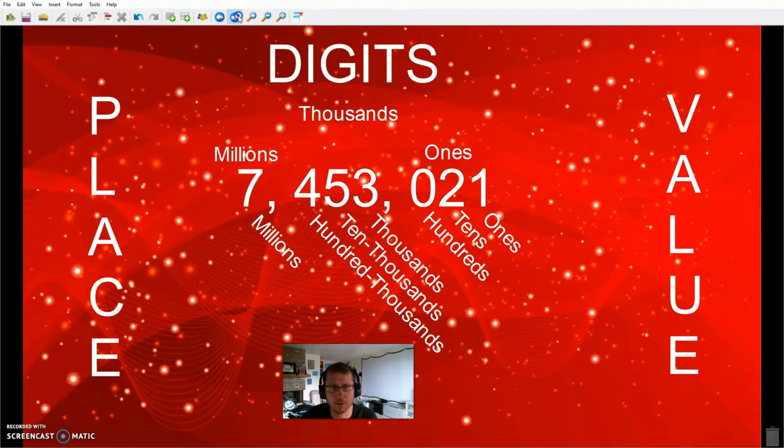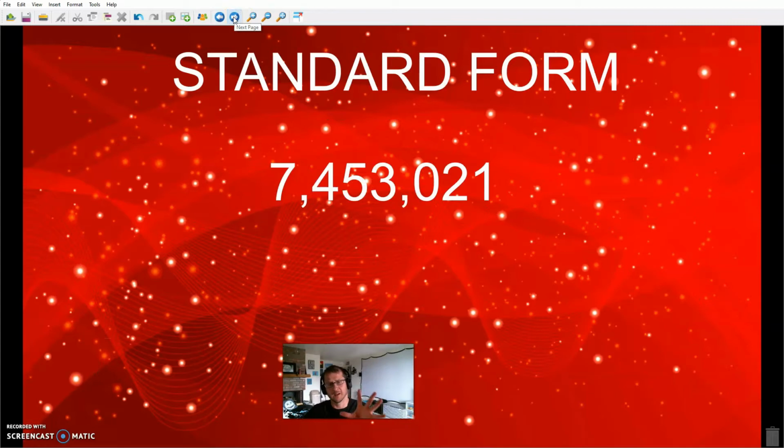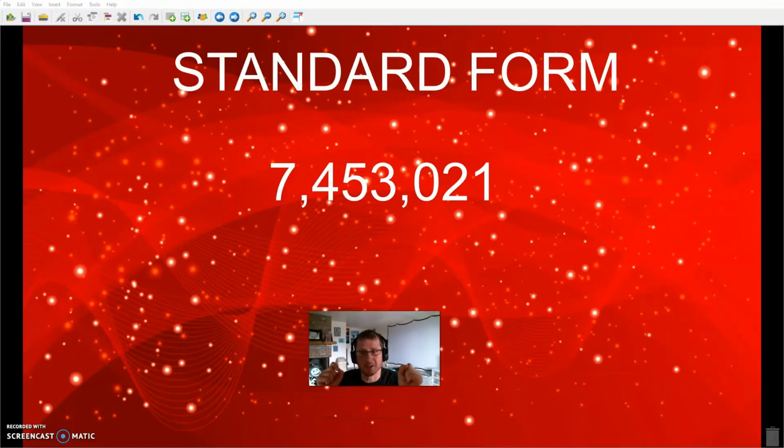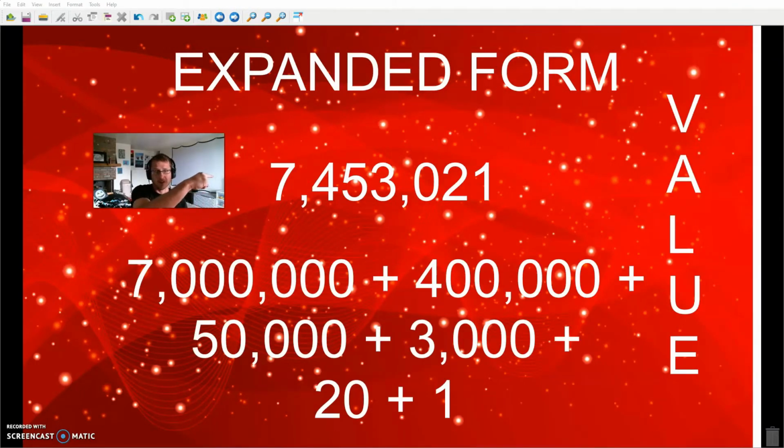This is important to us as we move on to the next idea. First off, let's talk about the fact that this number right here is written in standard form. 7,453,021 is what we call standard form. That just means that's the way we normally picture the number when we think about it. Okay, but beyond that, there are 2 other forms that you need to make sure you are familiar with. Standard form is right there.